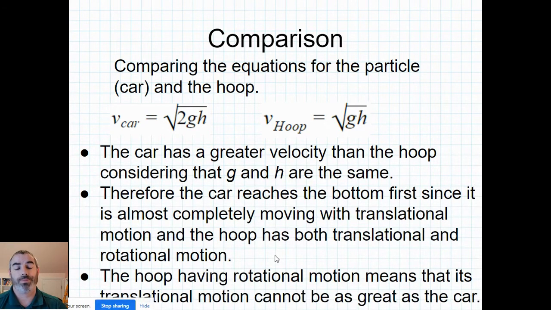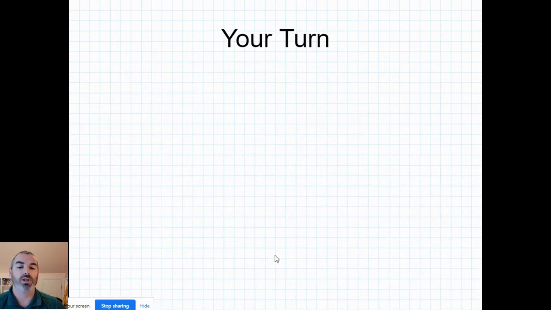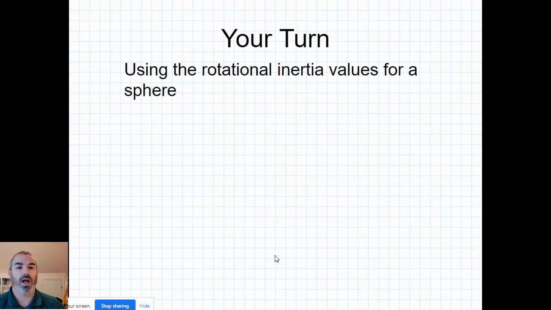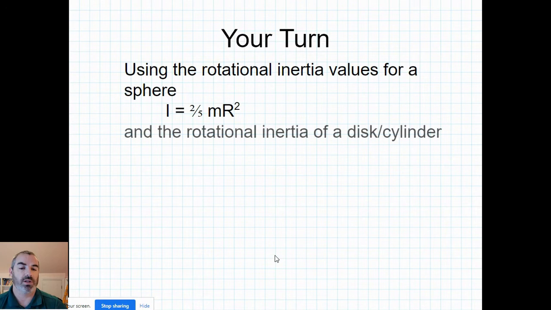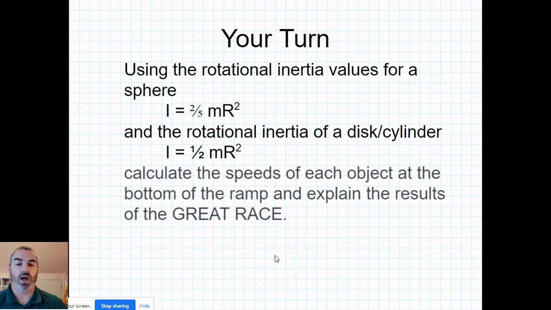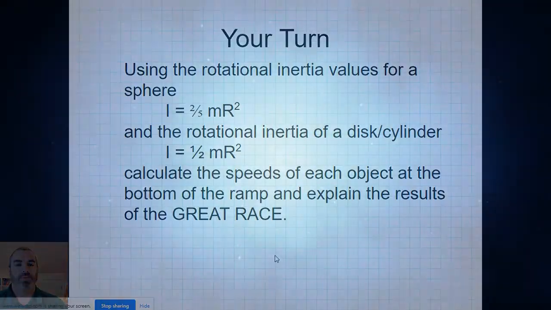So it's your turn. Using the rotational inertia values for the sphere, I equals 2/5 mr squared, and the rotational inertia of the disc or the cylinder, which is I equals 1/2 mr squared, you're going to calculate the speeds of each of the objects at the bottom of the ramp and explain the results of the Great Race. Go ahead and pause the video and calculate the expression for the speeds in terms of g and h, so you can find the value of each of the speeds.